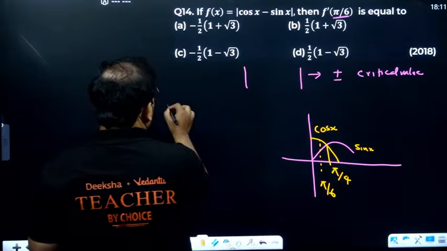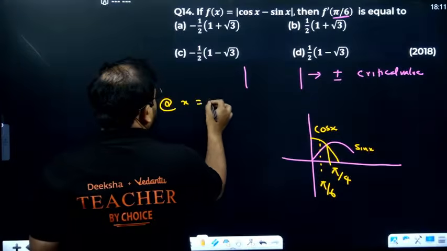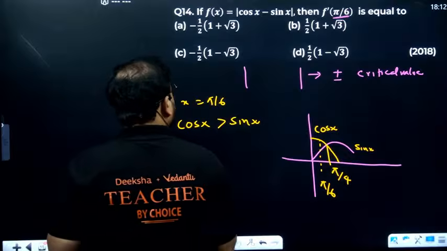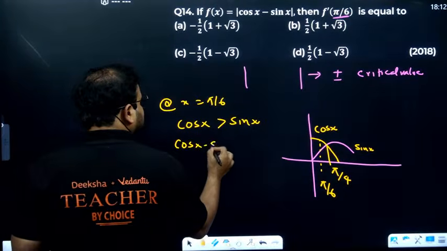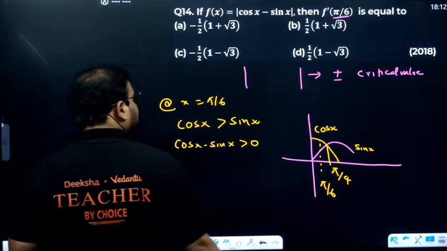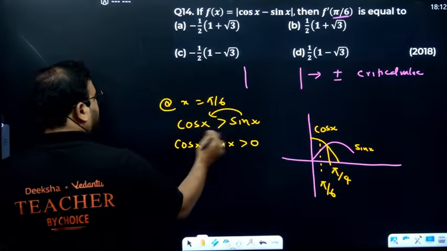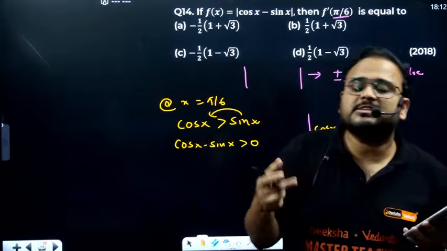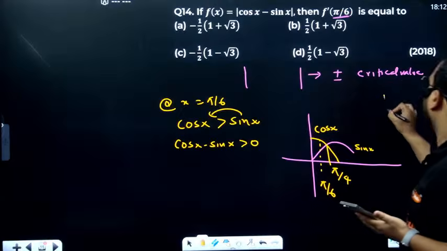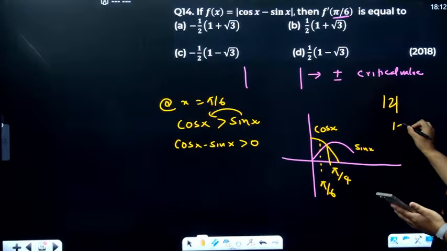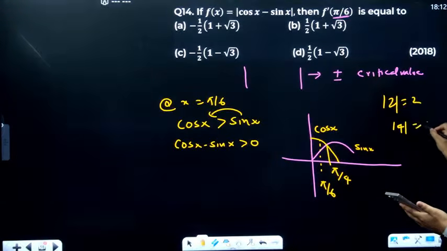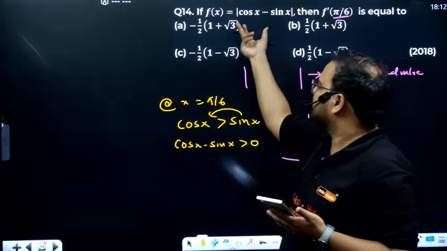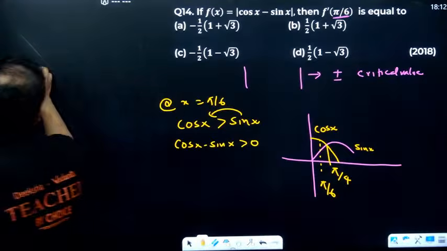So at x equals pi by 6, what happens? Cos of x is more than sine of x, right? So basically cos of x minus sine of x will be positive. Positive means 2, 3, 5, whatever it is, a positive number. So if I apply mod of 2 or mod of 4, what is the answer? 2 only or 4 only. So for a positive value, we don't have to take the modulus. I can remove the modulus directly.